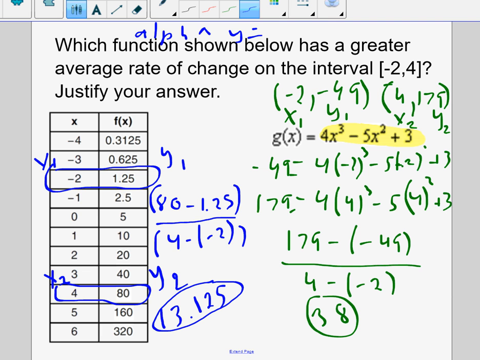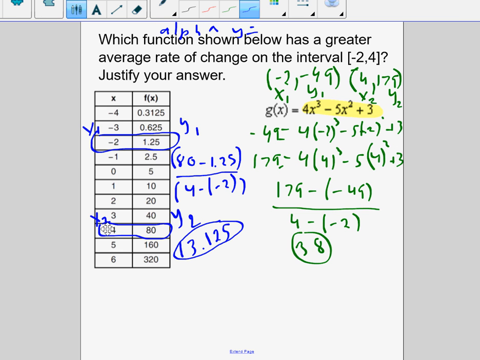So we found both average rates of change on the interval -2, 4, but we haven't actually answered the question yet. The question says, which function below has a greater average rate of change on the interval -2, 4, justify your answer. And on the Regents exam, when you see that word justify, it means you need to give a direct answer to the question, and then you need to give some kind of mathematical proof. So they're not so much making sure that you have full sentences and a nice explanation using the math vocabulary. They just want you to show that you have a reason for your answer.